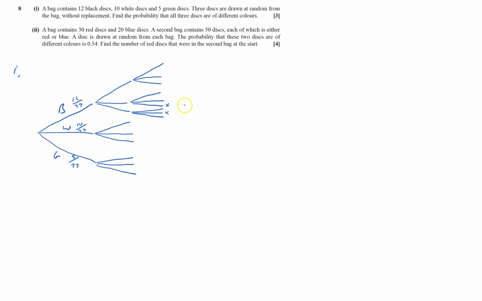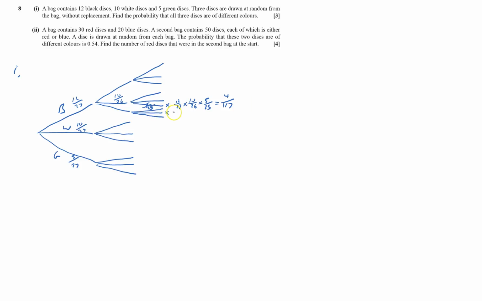This one here will be 12 over 27 times by this value here, that'll be this 10 whites, and there'll be only 26, times by 10 over 26, and finally this 5 over 25 at the end. And that'll be the first one. If I multiply that out, that'll give me 4 over 117.